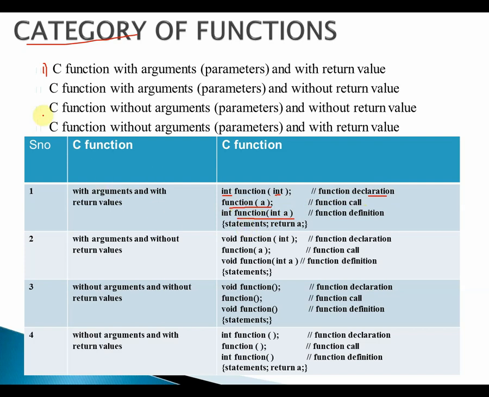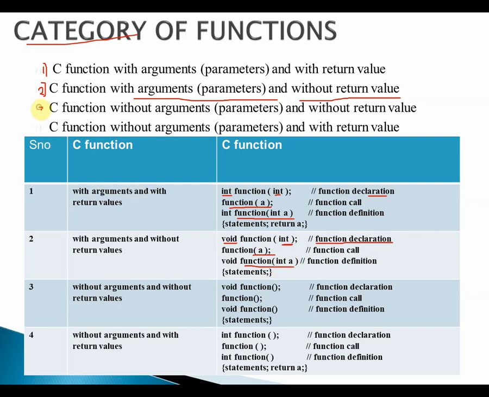The second category of functions is functions with arguments but no return value. So example of that is over here. You see there is no return value, hence it is void, and there are some parameters. Okay, it can be one parameter, can be multiple parameters. So this is how you would write the function declaration, this is how you would write the function call, and this is how you would write the function definition.